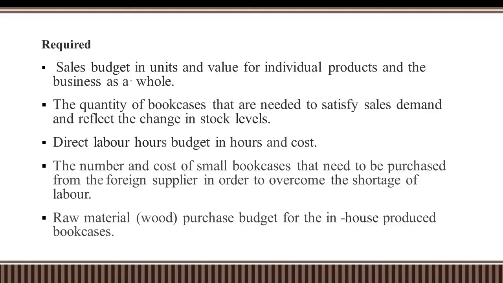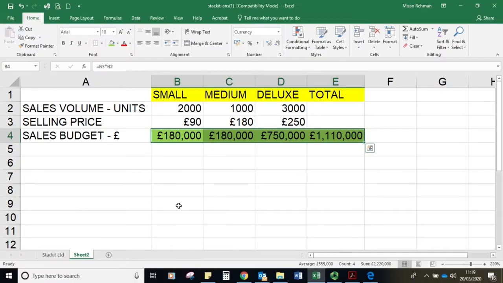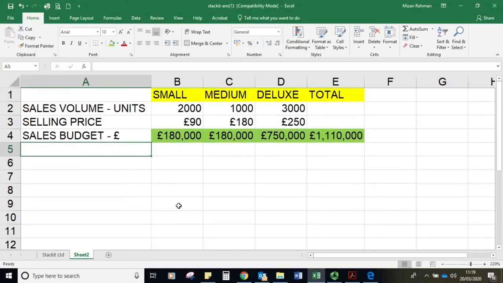Part B says that the quantity of bookcases that are needed to satisfy sales demand and reflect the change in stock levels. So the next item is the production budget.